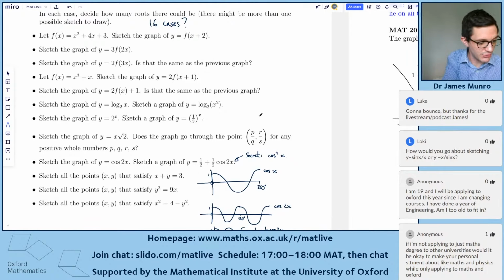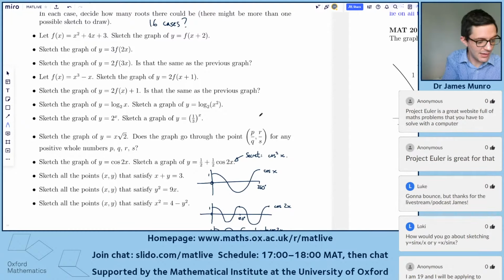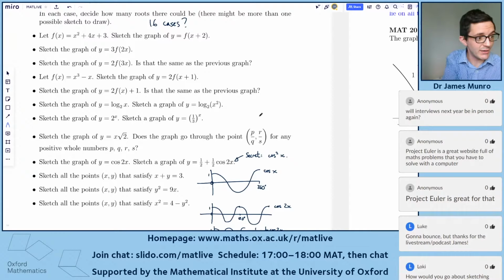People are recommending Project Euler, which is brilliant. I don't know about interviews in 2022. So this question about it's not appearing, there it is. We don't know yet whether interviews will be in person in 2022. I just generally think anybody who tells you anything for sure about December 2022 has some sort of incredible future seeing powers.